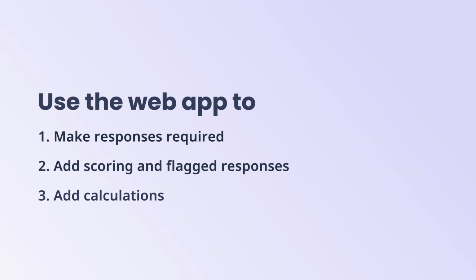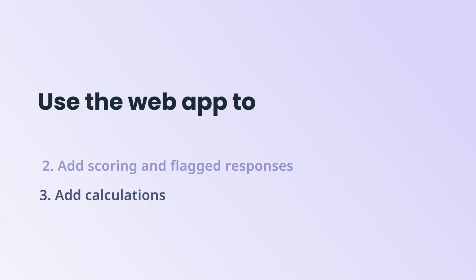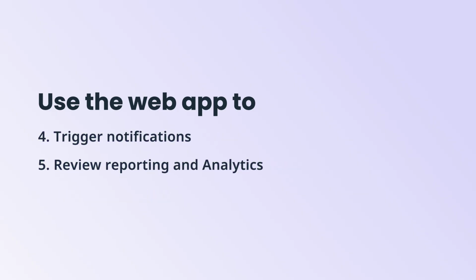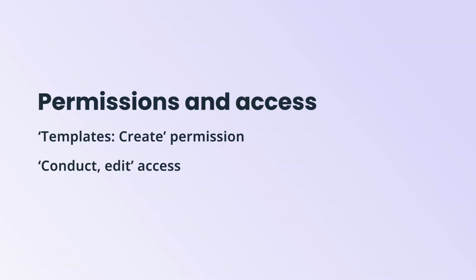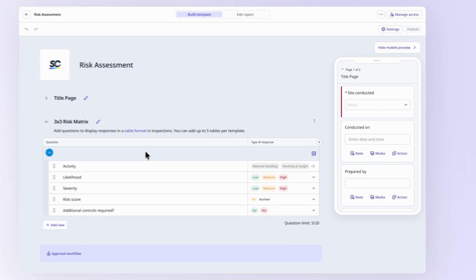This builds on the basics, so if you're just getting started, watch Use Tables and Inspections first. We'll cover how to make table responses required, add scoring and flagged responses, use calculations in tables, trigger notifications, and turn table data into insights with reporting, exports, and analytics. You'll need either the template's create permission to build a new template, or conduct edit access to edit an existing one. Let's start with required responses.